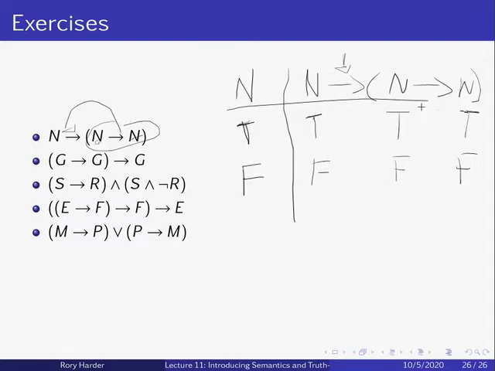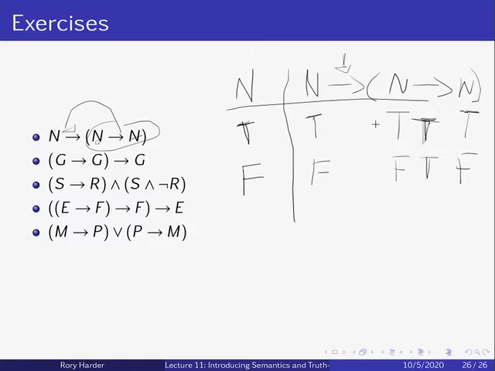Now, if you recall, the meaning of the conditional is true in all cases except where the first part is true and the second part is false. So actually, neither of these rows has the first part true and the second part false. So for both of these rows, this conditional part, if n then n, is true.